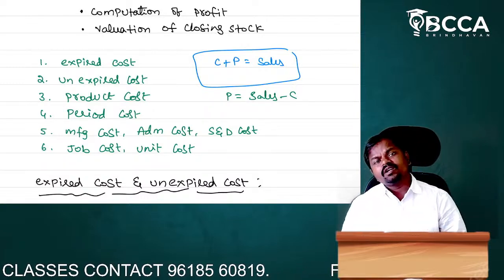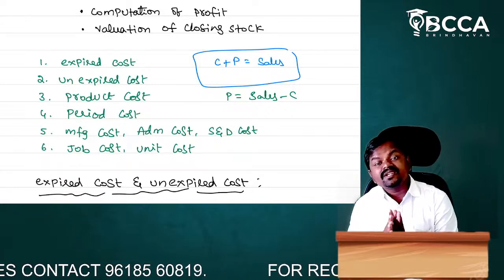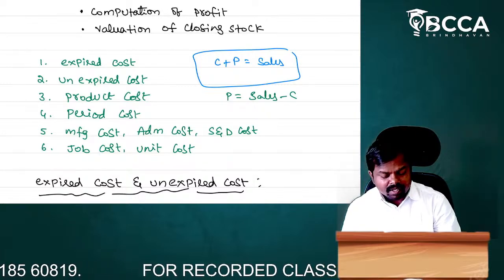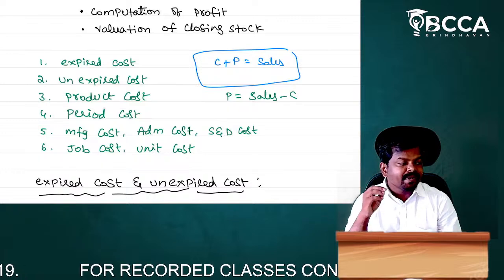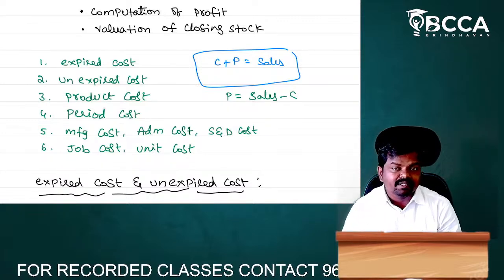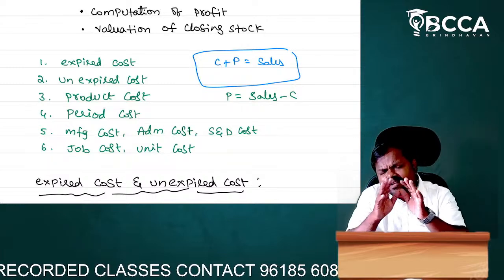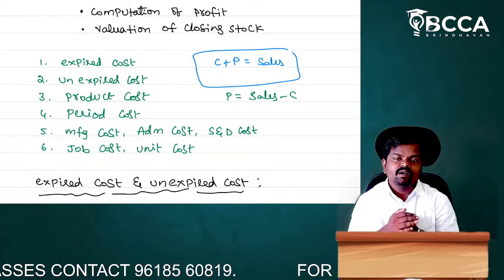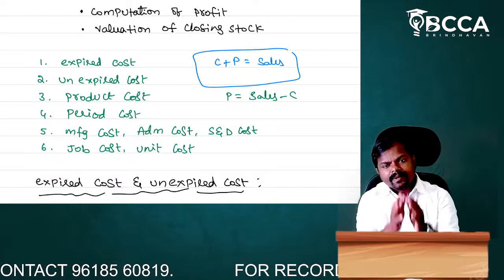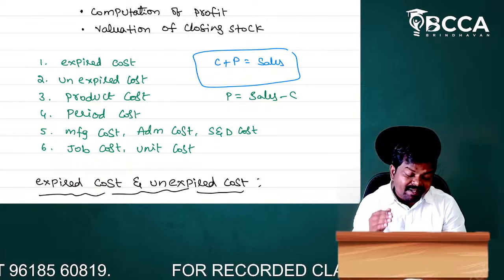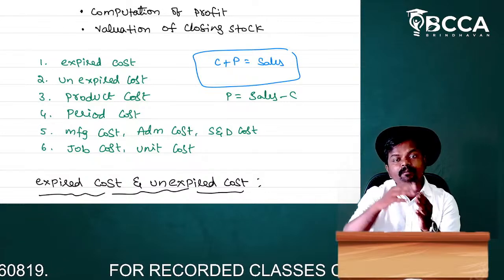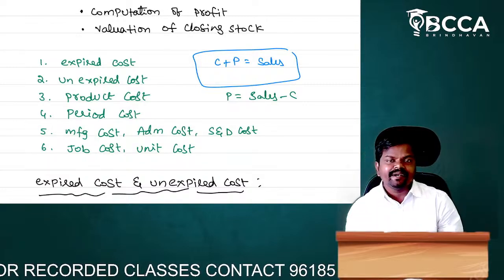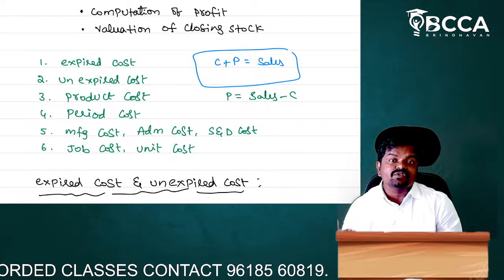Next, product cost, period cost. What is meant by product cost? Product cost means cost which is incurred only for the purpose of manufacturing. Next, period cost. Period cost means any cost which is incurred exclusively for the sale purpose. Period cost is fully expired. Product cost is partly expired and partly unexpired.